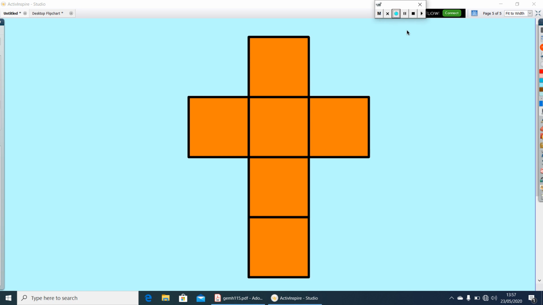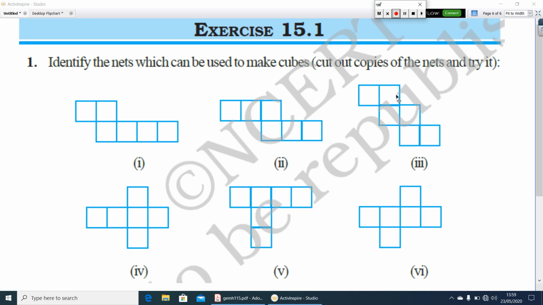Now let us look at the textbook exercise. Here, identify the nets which can be used to make cubes. 6 nets are given. You have to cut out the same nets and try to make a cube. Among these, how many nets can be used to make the cube? You have to find out. Try yourself.